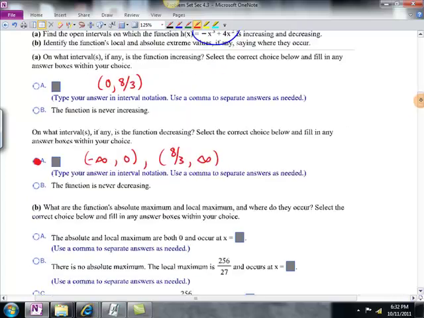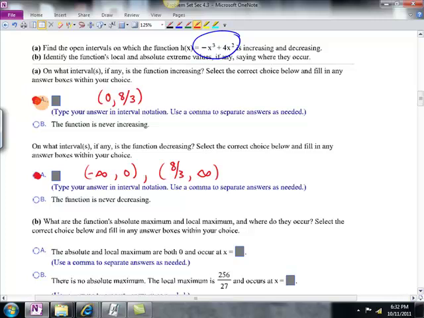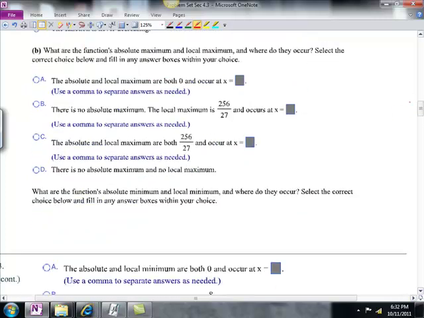And I guess there was a thing to choose here, just A, whatever. Okay. Absolute, okay, so you had to choose something here. Absolute and local max are both 0 and occur at. There is no absolute max. Absolute and local max are both blah, blah, blah. What do you think we have? What do you think?